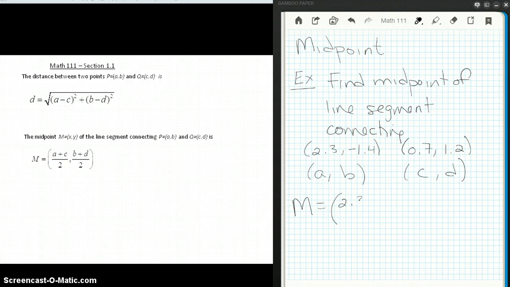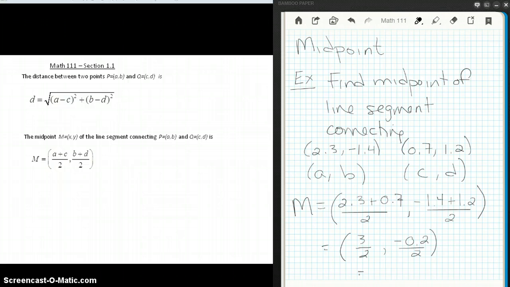I do 2.3 plus 0.7 divided by 2, comma, that's going to be my x coordinate, and I average the y's. Negative 1.4 plus 1.2 divided by 2. Now we just got to do a little arithmetic. Okay, 2.3 plus 0.7 is what? 3 divided by 2, so 3 halves. And negative 1.4 plus 1.2, well, that one doesn't quite take over that one, right? There's a little bit of negative left over, right? That's actually what? Negative 0.2 left over 2.